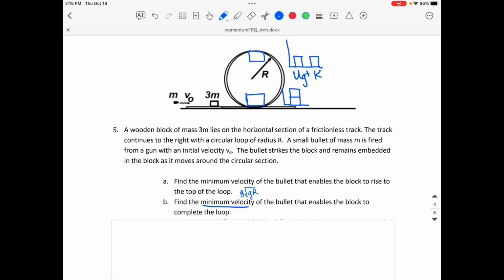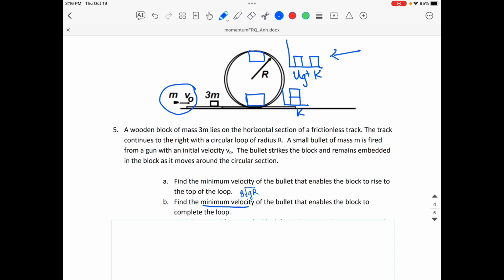So I'm going to start with this first. One thing I want to emphasize is that we cannot start with the kinetic energy of the bullet equal to the combined kinetic energy at the top of the ramp.